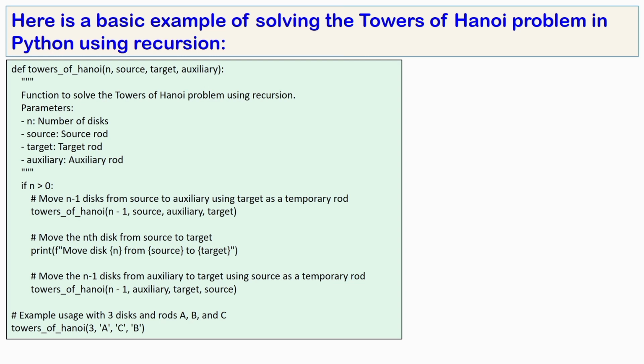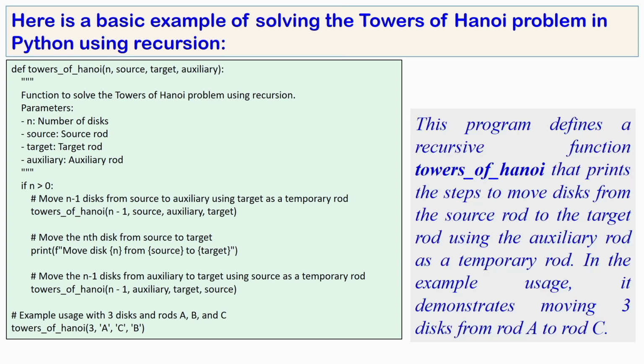Now here we can see that the function to solve the Towers of Hanoi problem using recursion is given with the parameters: number of disks designated as n, source rod as source, target rod as target, auxiliary rod as auxiliary. And if n is greater than 0, then move n minus 1 disks from source to auxiliary using target as a temporary rod. Move the nth disk from source to target, and the third step is move the n minus 1 disks from auxiliary to target using source as a temporary rod.